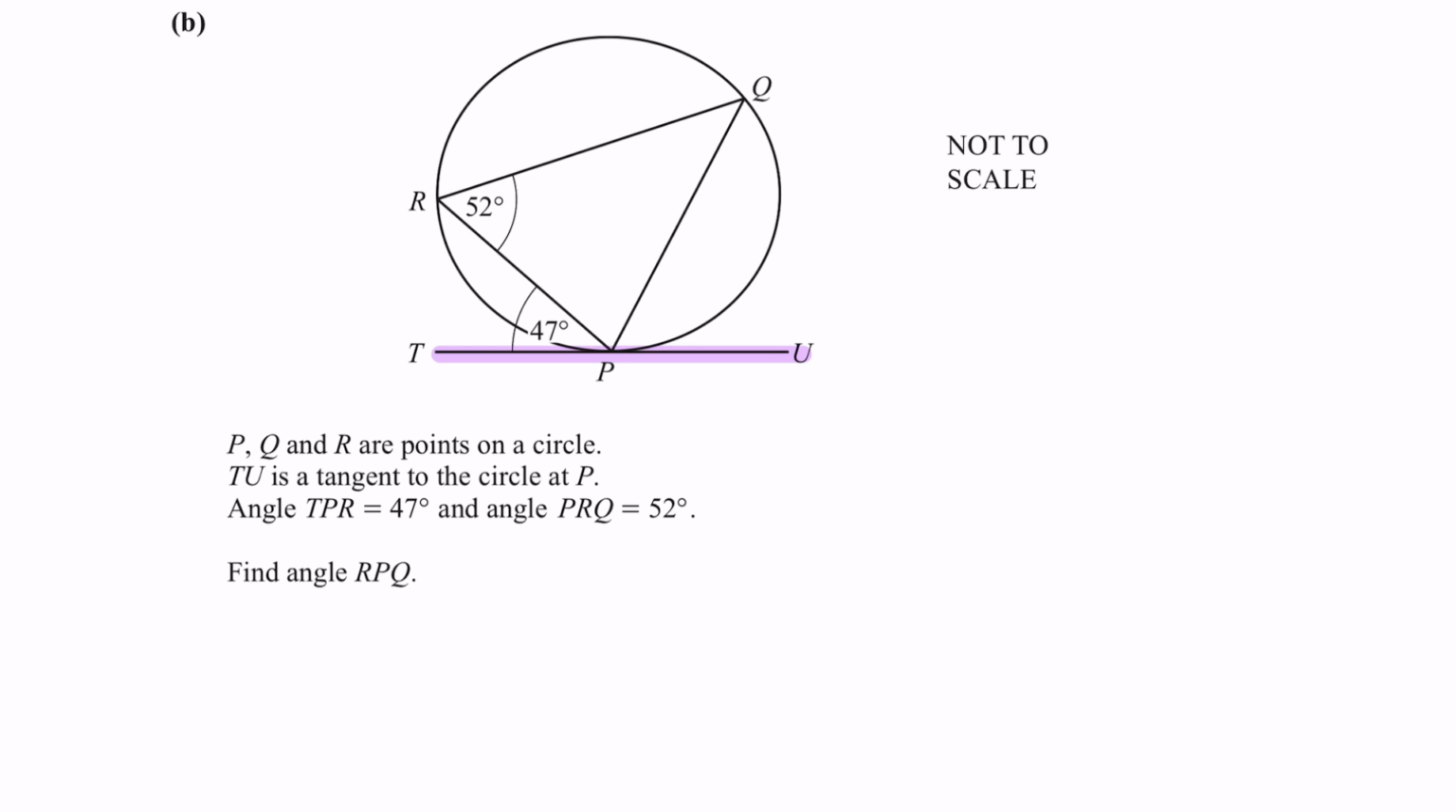Question B. P, Q, and R are points on a circle. TU is a tangent to the circle at P. Angle TPR is 47 degrees and angle PRQ is 52 degrees. Find the angle RPQ over here.